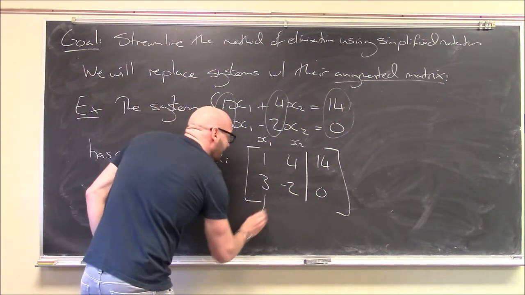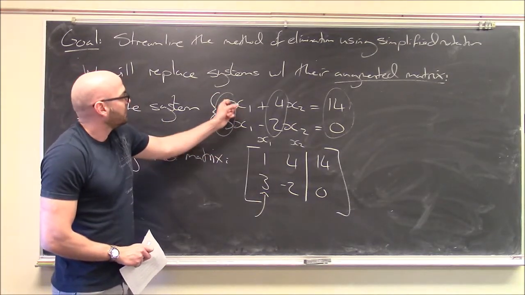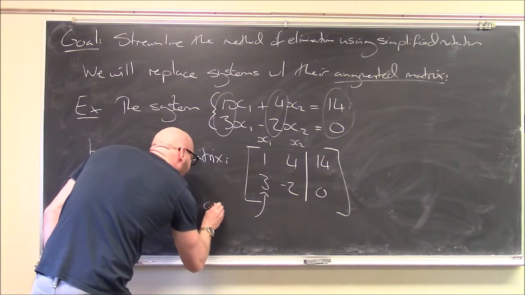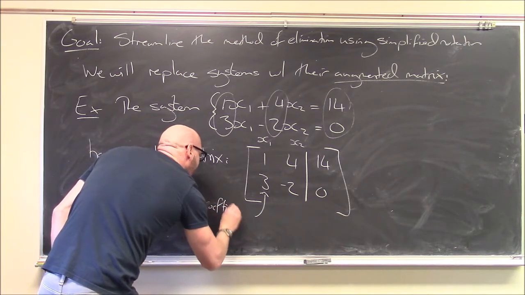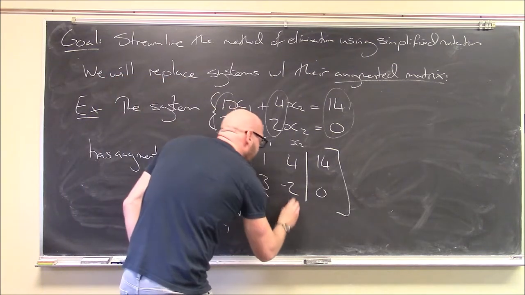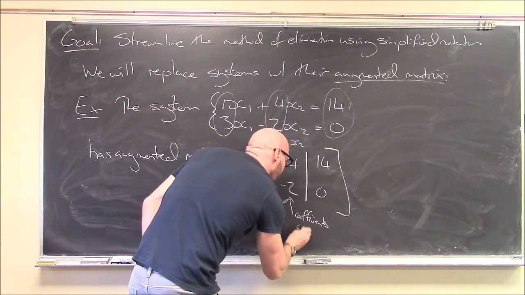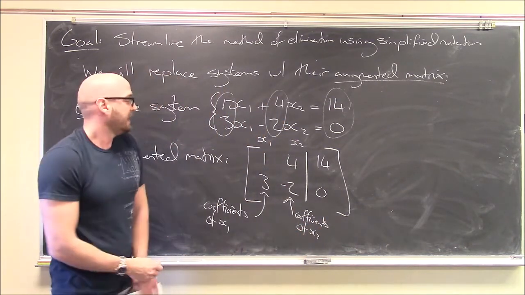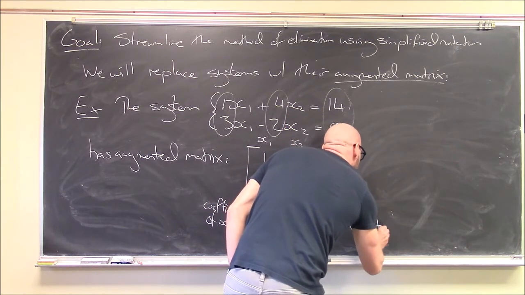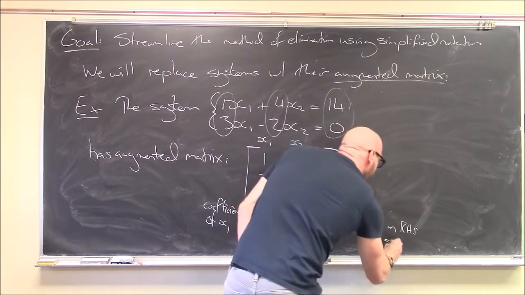Okay, so we form a matrix where the columns are the coefficients of the corresponding variable. So in this case, I've got the coefficients of the x1 variable, and in the second column I've got the coefficients of the x2 variable, and lastly I've got the constants on the right hand side of the equals sign.